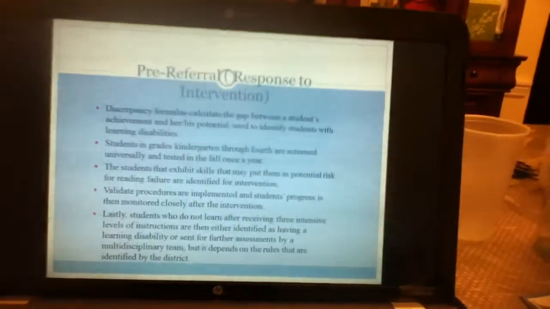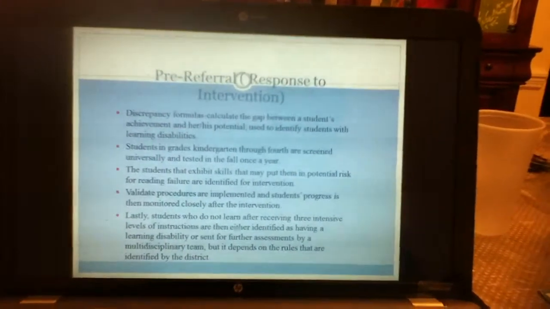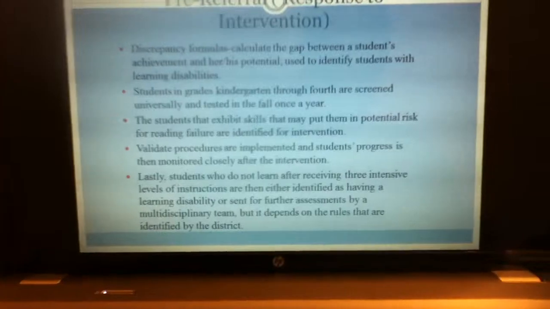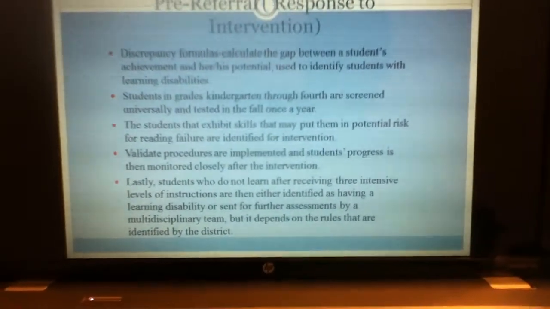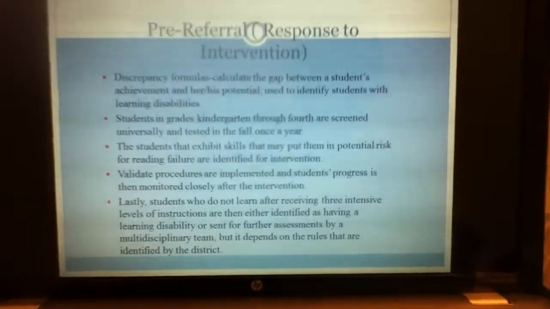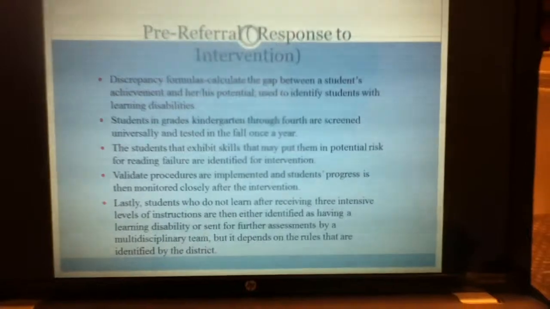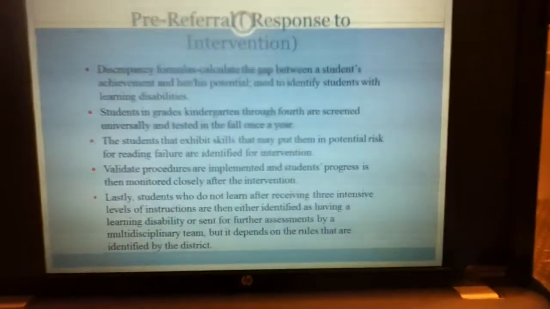Now, validated procedures are implemented, and students' progress is then monitored closely after the intervention. Lastly, students who do not learn after receiving these intense levels of instruction are then either identified as having a learning disability or sent for further assessment by a multidisciplinary team, but it depends on the rules that are identified by the district, of course.